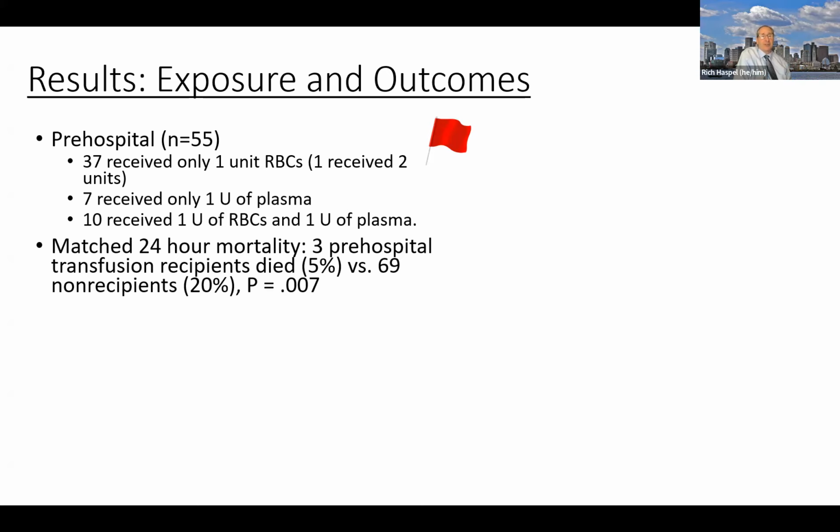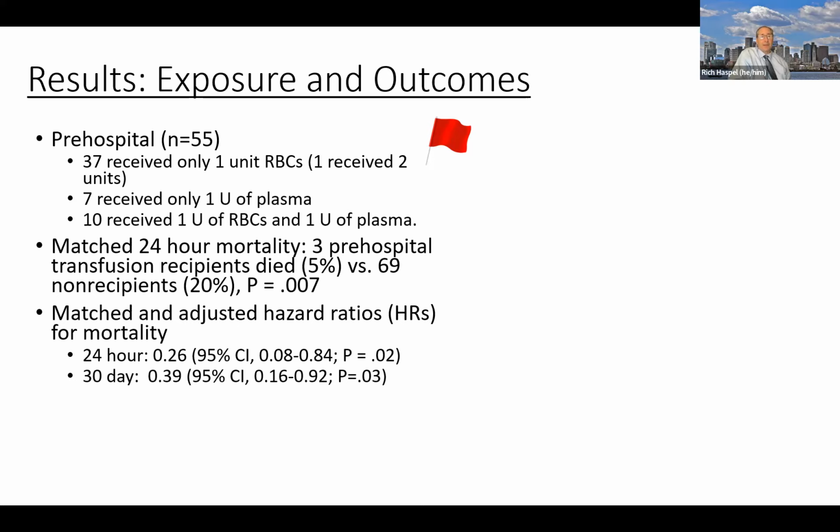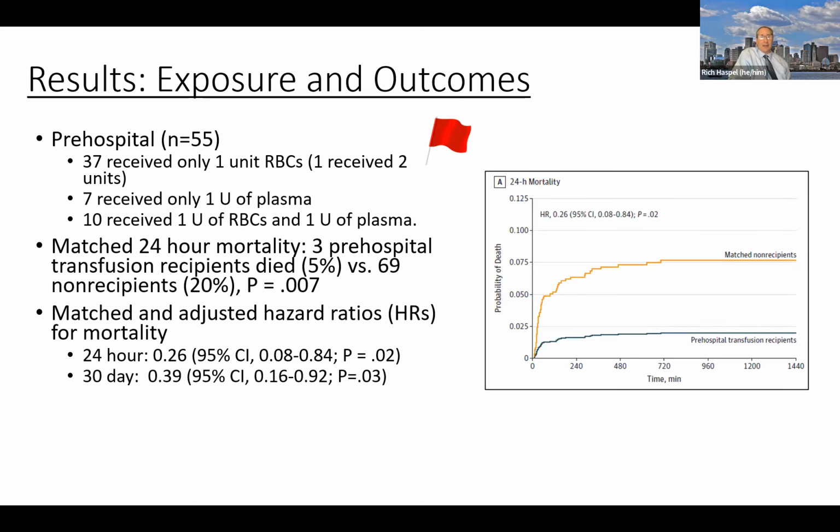So they matched in the match group and when they just looked at matched, okay, 3 pre-hospital transfusion recipients died versus 69 non-recipients, okay? So a lot more people died in the non-recipient group. Look at that p-value, right? P equals 0.007. But then they did the multivariable analysis, right? And here you can see, oh my gosh, look at that huge difference between the two groups, right? After adjustment. Any concerns here?